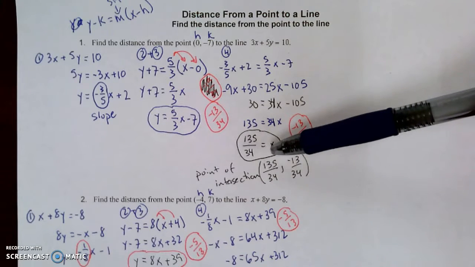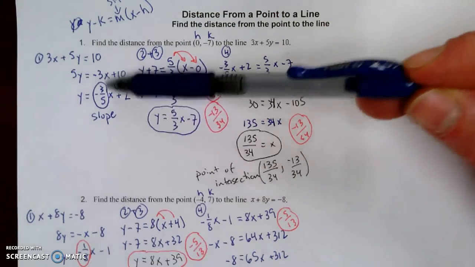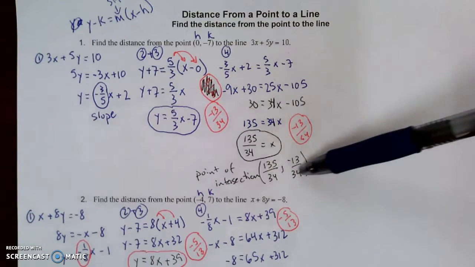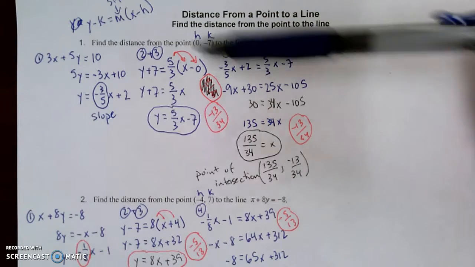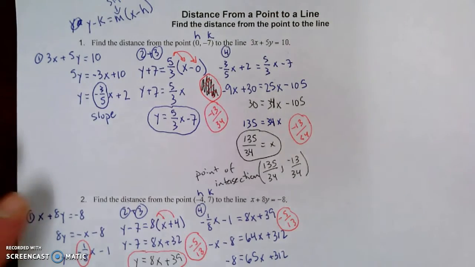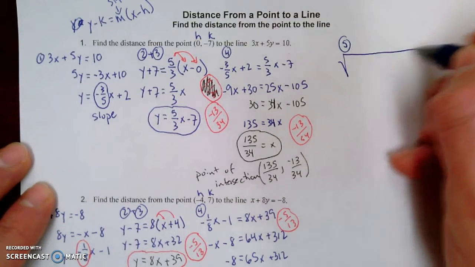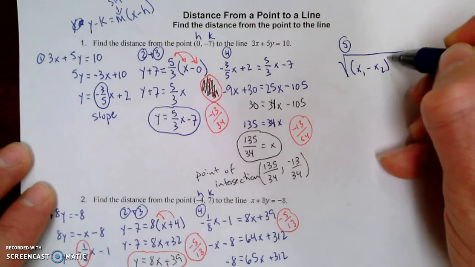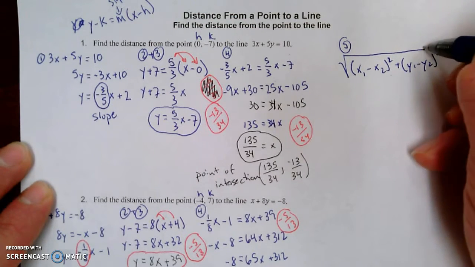All right. So then we solved for x to find the x coordinate of the point of intersection, and then we substituted that value back into each of these expressions to find the y coordinate of the point of intersection. And now all we have to do is find the distance from that point of intersection to our original point. That's step 5, using the good old distance formula, which is the square root of (x sub 1 minus x sub 2) squared plus (y sub 1 minus y sub 2) squared.